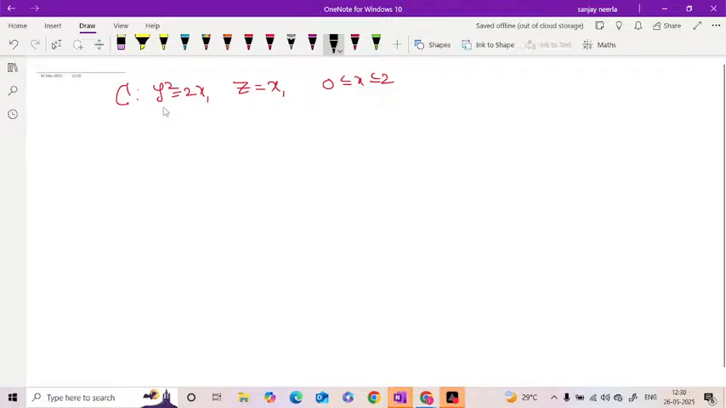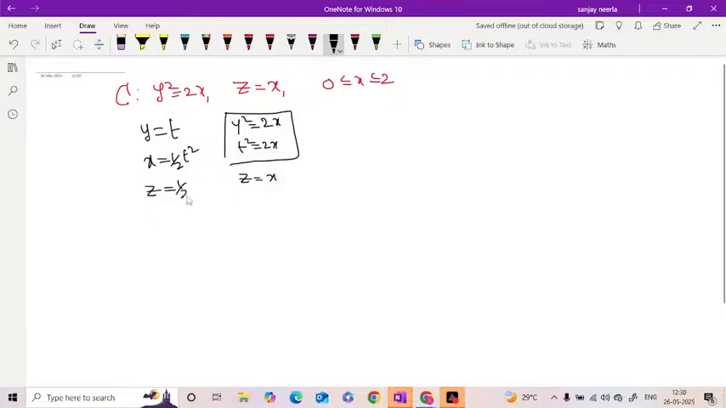Now here I am taking y is equal to t. Then what is the x value? y square is equal to 2x, that means t square is 2x. Now x is equal to 1 by 2 t square. Next one, the z value. So z is equal to already x, so z also 1 by 2 t square. Okay, that is okay.